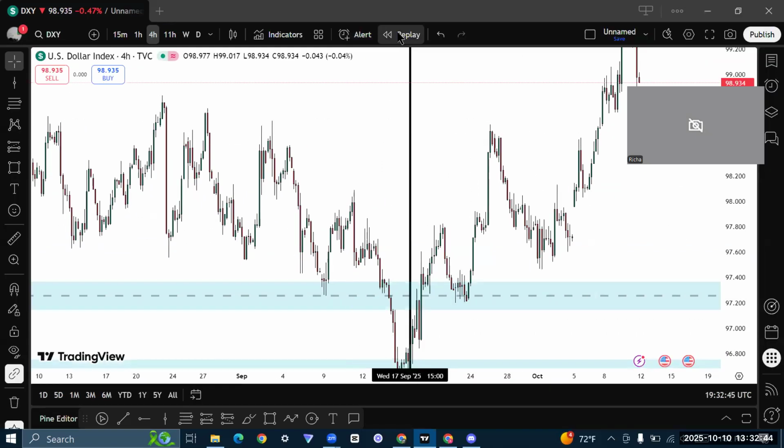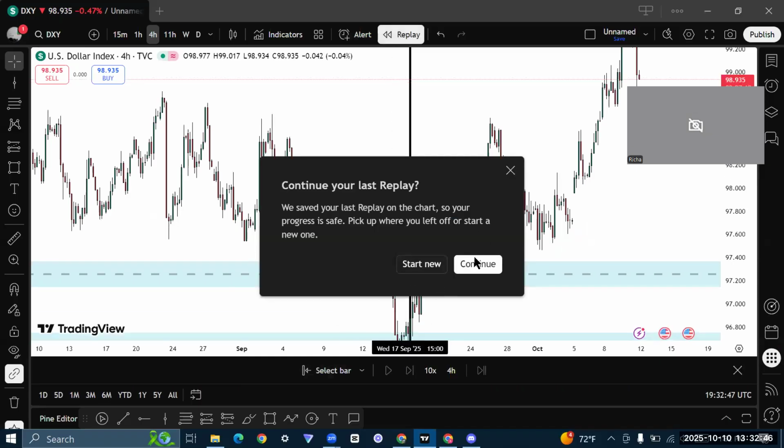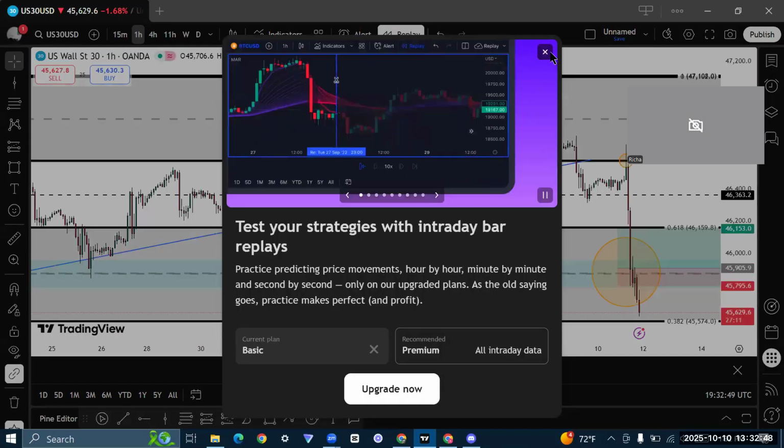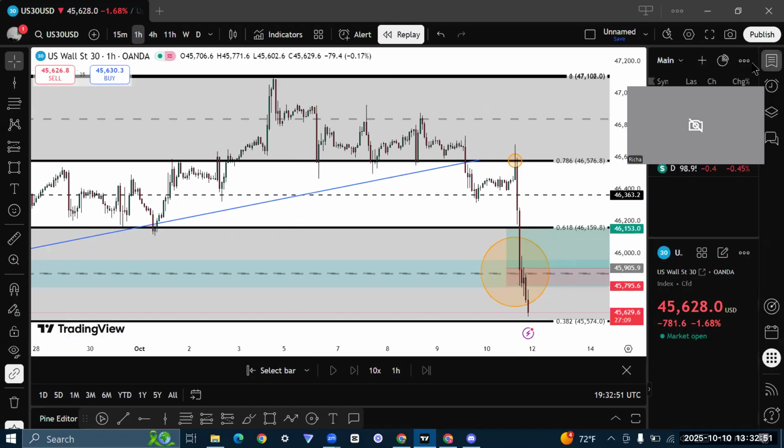Am I able to do replay? I gotta renew my stuff if it doesn't let me. No, I just want to go to dollar.